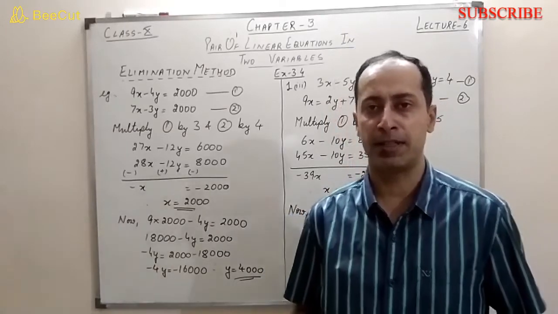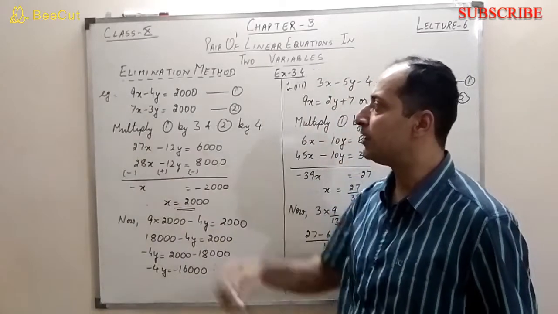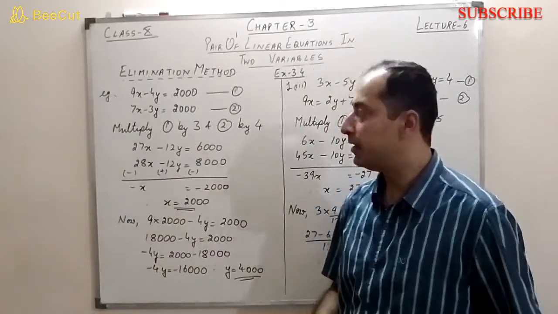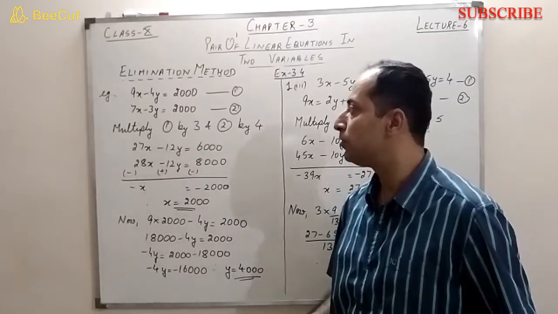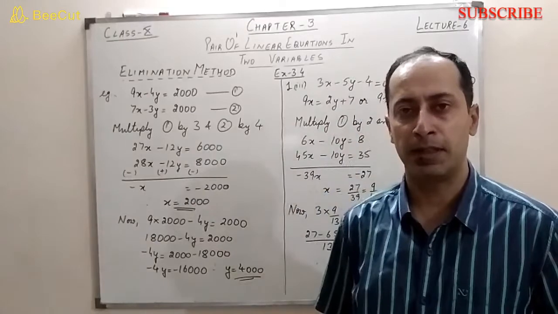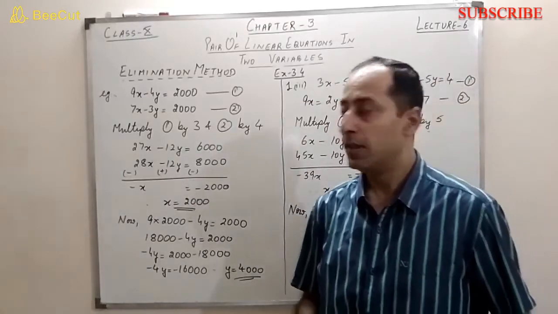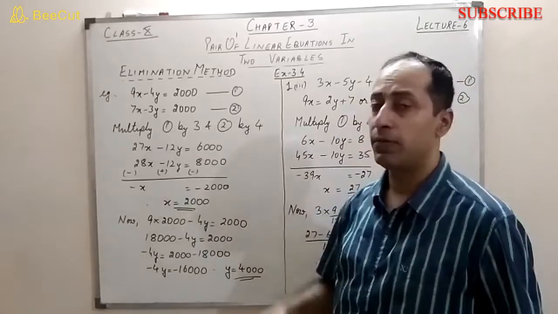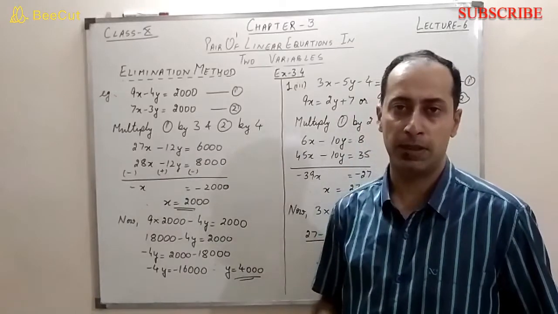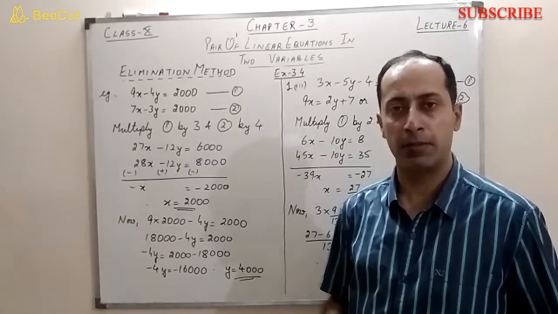So I have taken one example here in the beginning. You can see two equations, 9x minus 4y equal to 2000, and 7x minus 3y equal to 2000, right? Now what we have to do in the elimination method, we do a very simple thing. It is much easier than the substitution method. We have to make the coefficient of any one of the variables equal.